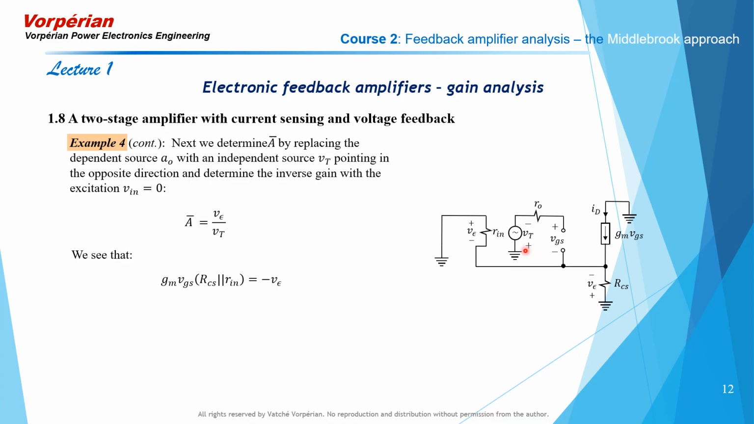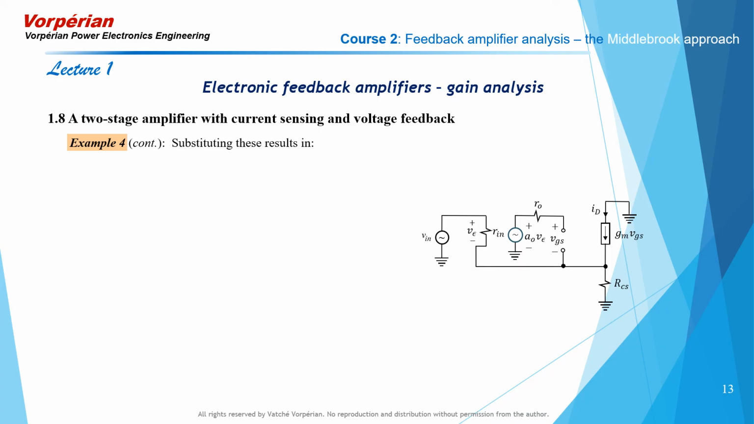We also see that going around from ground to this node here, the voltage is Vt plus VGS. Also going from ground to the same node, we have V epsilon, so that we have Vt plus VGS going this way equals V epsilon going this way. And with these two equations, we can substitute for V epsilon up here and solve for V epsilon over Vt and obtain the inverse gain with respect to A0.